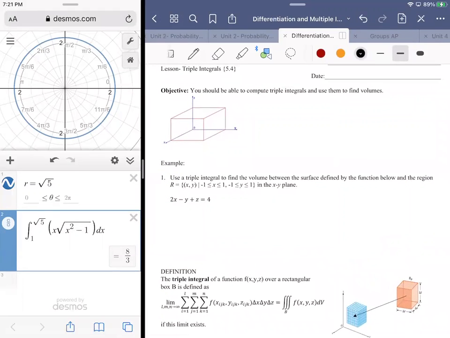So the example there: use a triple integral to find a volume between the surface defined by the function below and the region. They give you the rectangular region, which is good. That means by Fubini that the order of integration is interchangeable. So that's good news.